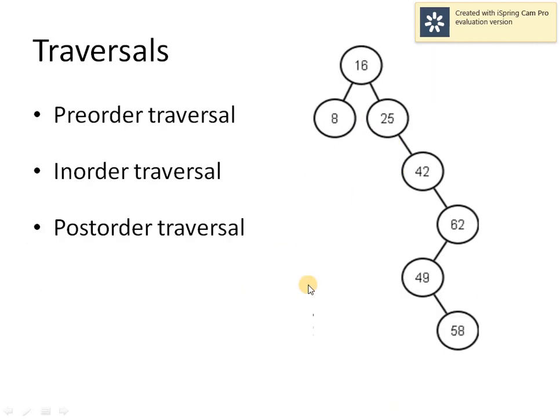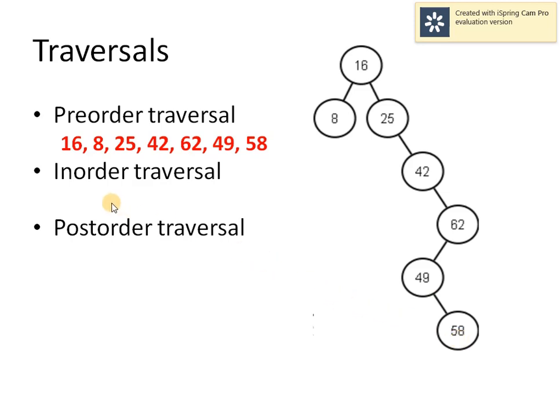So let's say this is a binary search tree. Pre-order traversal, we have to visit parent followed by left and then right. So in this case 16 followed by 8, then 25, its left is null. So 42, left is null. 62, then 49 and then 58.